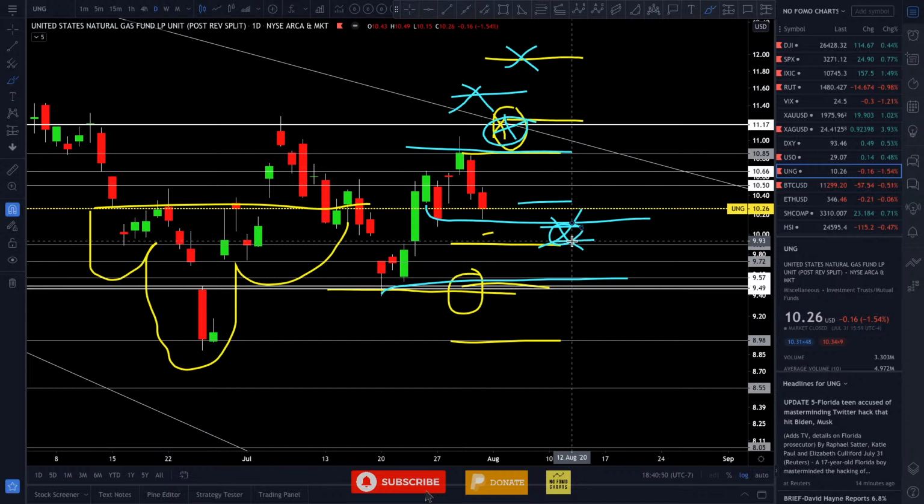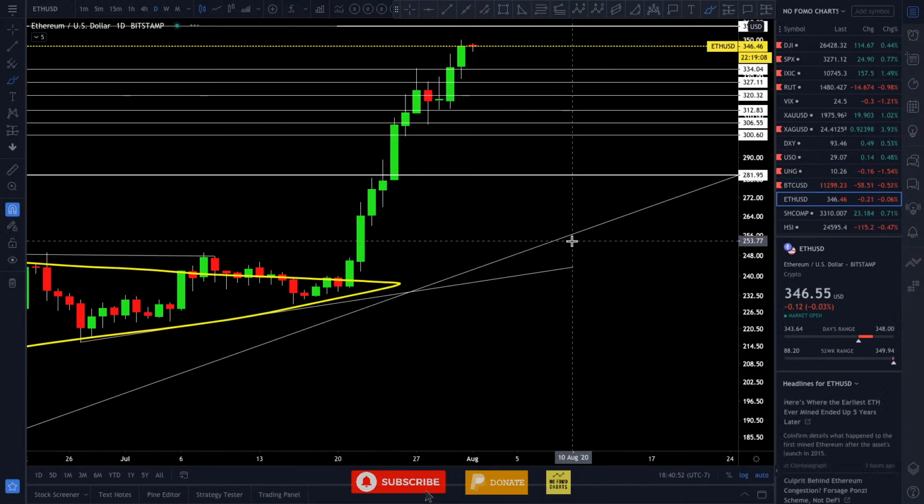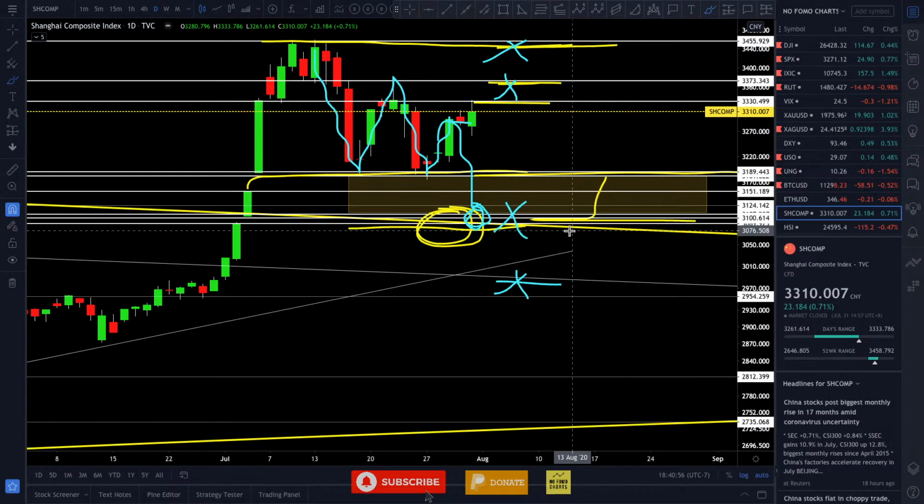Let's go ahead and skip the Bitcoin and Ethereum for right now, because we're going to go through all 10 of those. Let's move on to Shanghai Composite. Moving to the global segment. Here we go. SH Comp. Check this out. It's not perfect price targets, right? But close enough. What am I talking about? First thing right here.